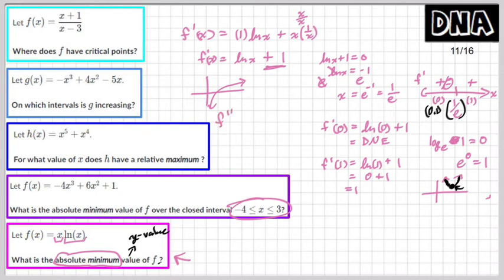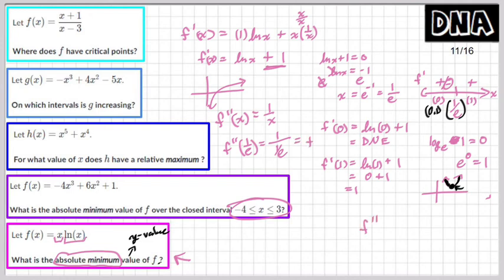So f double prime would equal 1 over x. It's just 1 over x, because the derivative of 1 is 0. And if I plug in 1 over e to this, that would be f double prime of 1 over e. This is the second derivative test, by the way. I have 1 over e, and is that positive or is that negative? Yeah, that's what we're looking for. Are we positive or are we negative? This is definitely a positive number.